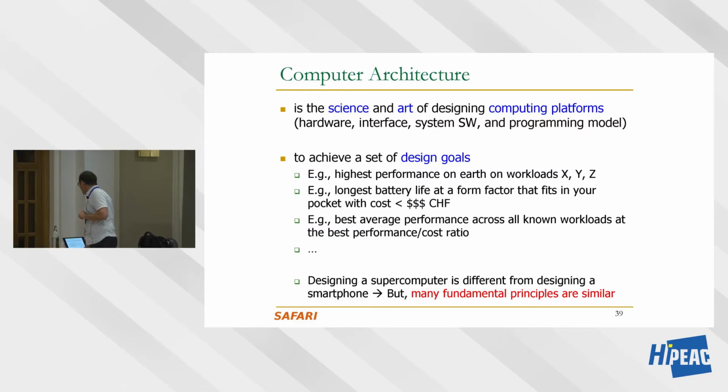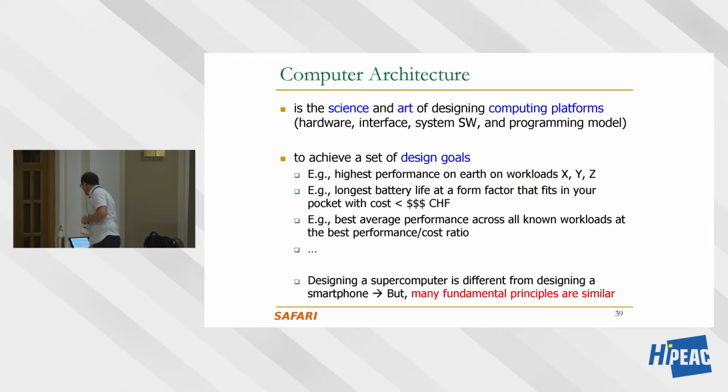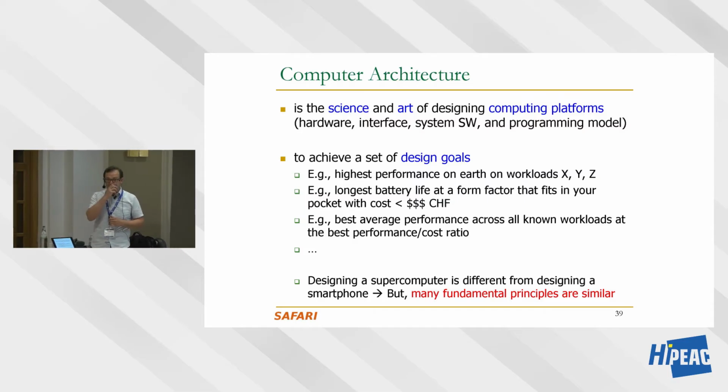Or it could be the best average performance across all known workloads at some performance cost ratio. That's more general purpose computing, right? The first one is more supercomputing type of applications. But you can expand this. Clearly, there are many, many use cases over here. I'll show you some examples.